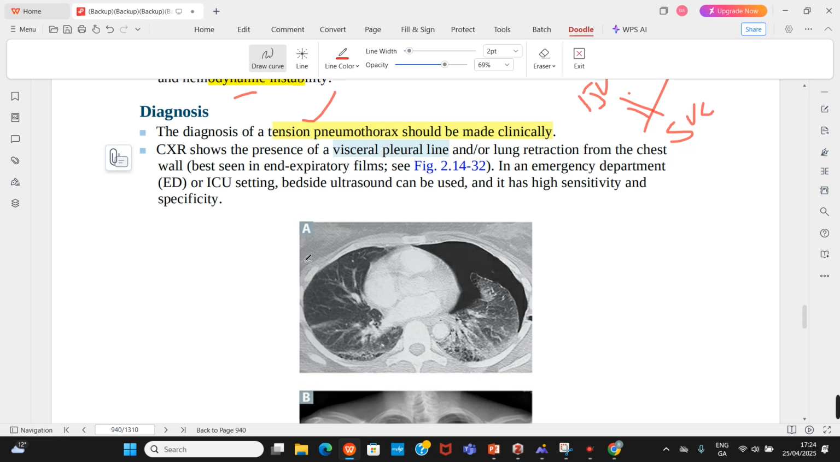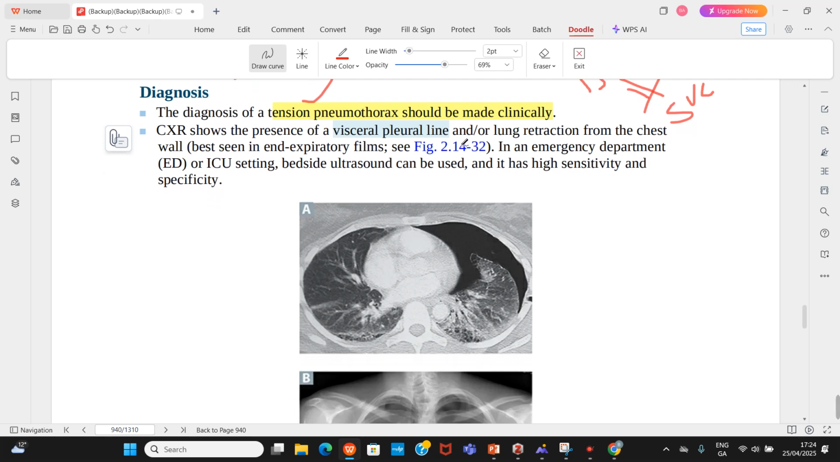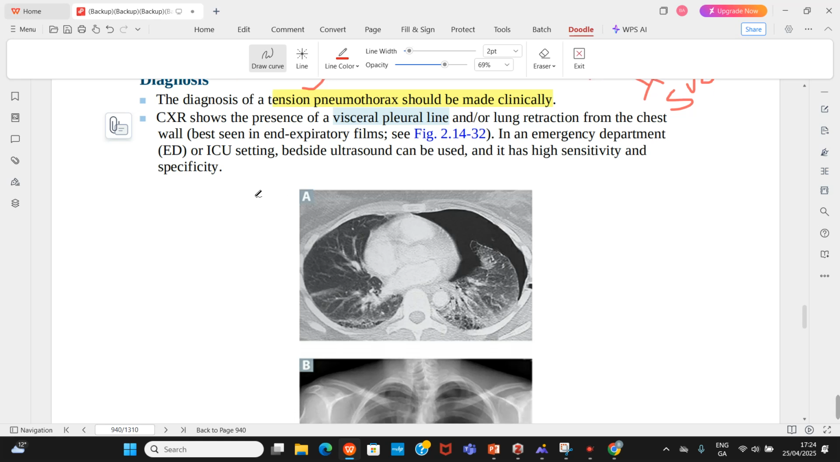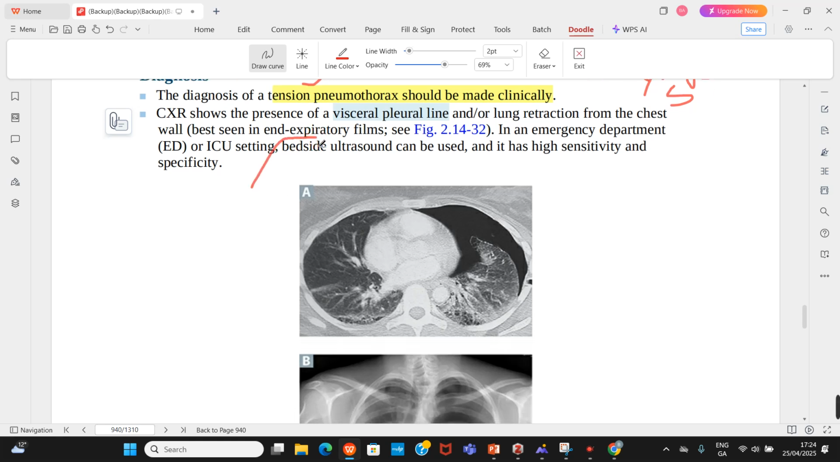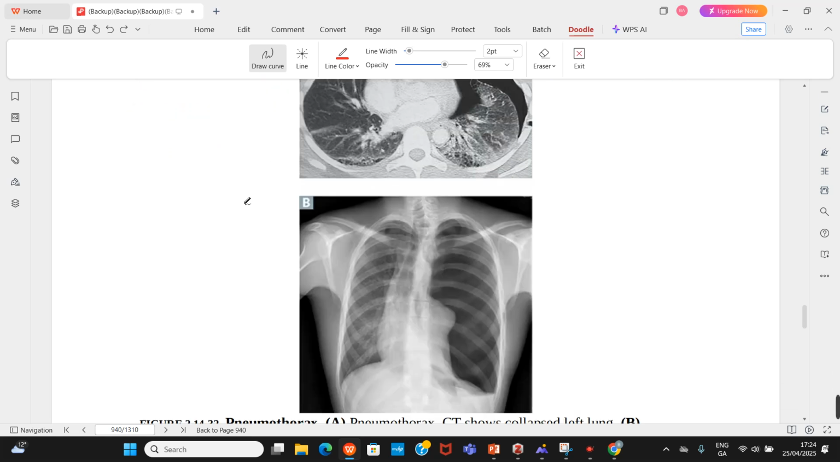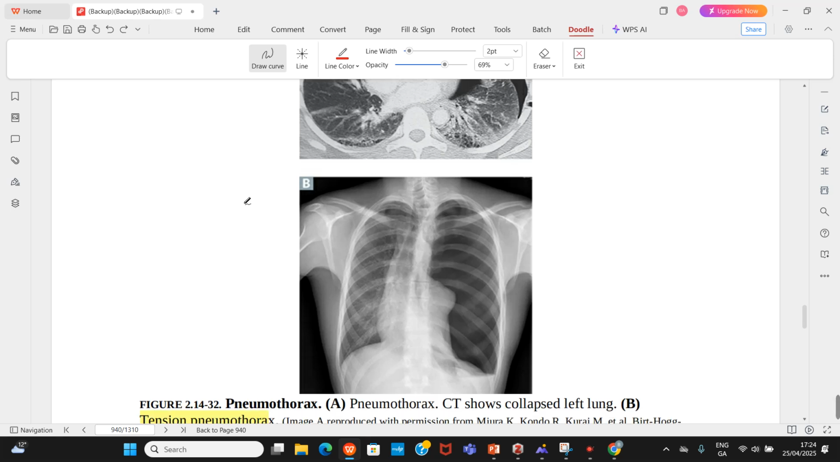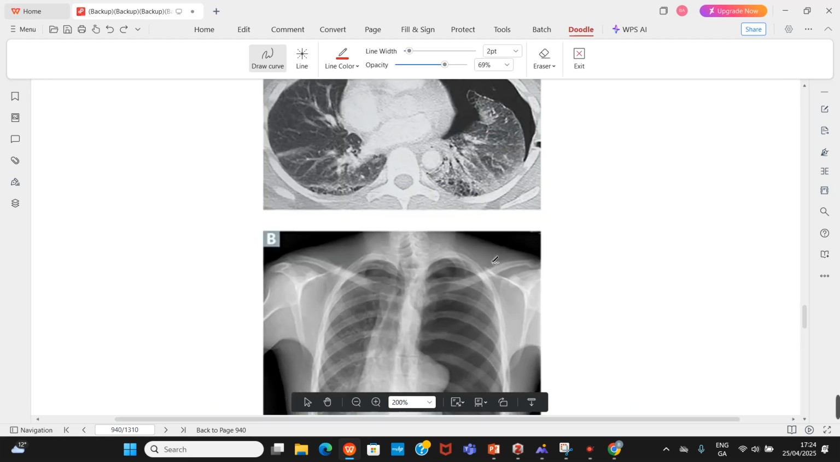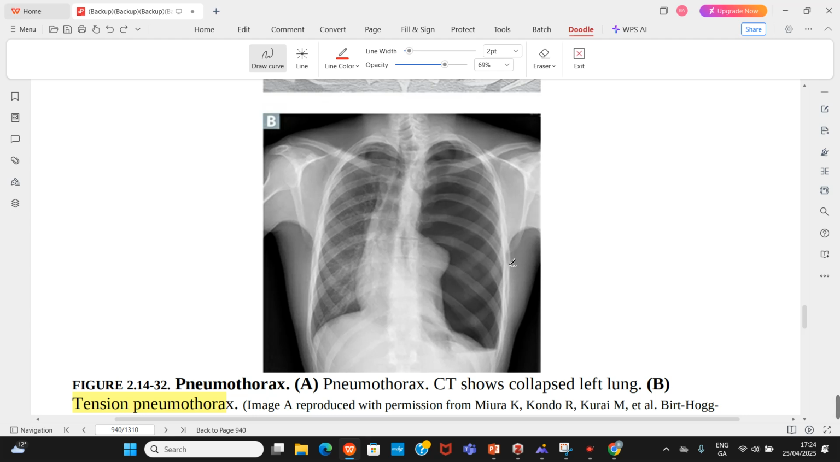If you obtain a chest x-ray, you are going to see a visceral pleural line and of course lung retraction from the chest wall. Not everybody might be skilled enough to see that, so it's not something to actually rely on. And there's going to be hyperlucency, just like we have here. You can look at this lung. It is very lucent, hyperlucent. It looks very dark. It means that air is accumulating here.